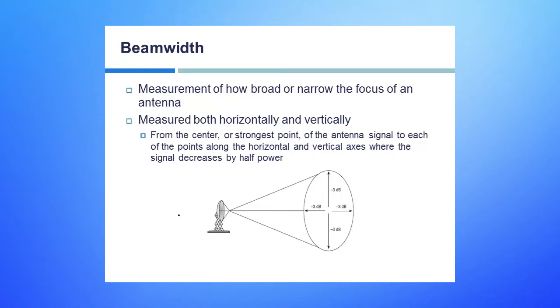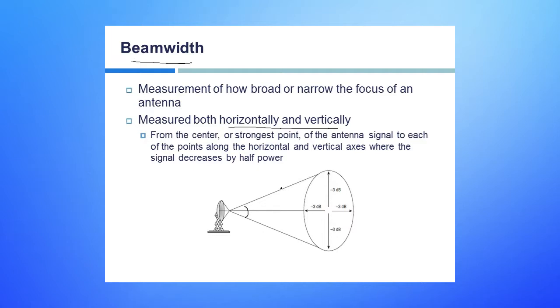Another concept we look at, especially with our semi-directional and directional antennas, is this idea of beam width. It's basically a measurement of how broad or how narrow the focus of an antenna is. And we do measure it horizontally and vertically to get an idea of what that width is. The measurements will help us actually get the angle, right? I mean, if you would, this is an angle at some point.